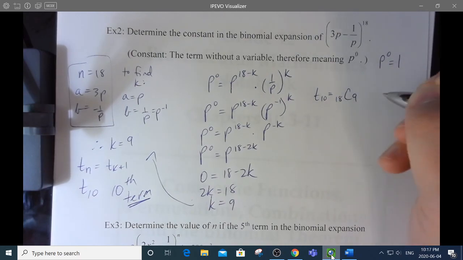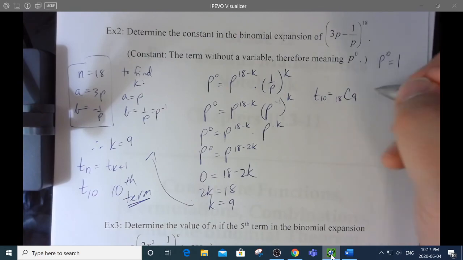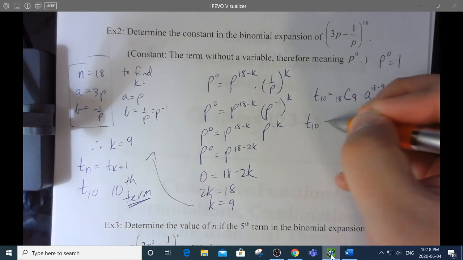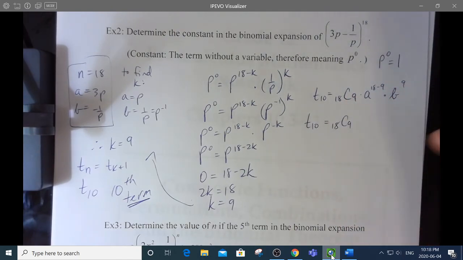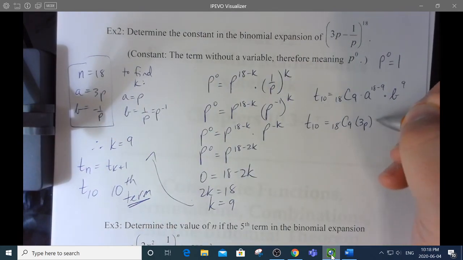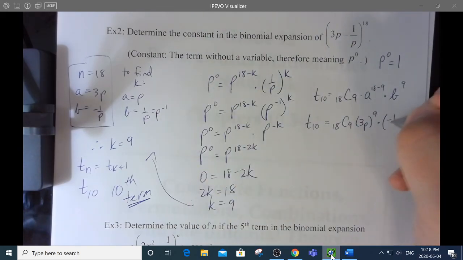18 choose 9, right? Because that's n, and remember that's k, which is 1 less than n, times a to the power of 18 minus 9. Sorry, I got to write so small. I don't have a whole lot of room here. Times b to the power of 9. Okay, let's plug in a and b now. So that's 18 choose 9. A, remember, is 3p, so that's 3p to the 18 minus 9 is 9. And b is negative 1 over p, so negative 1 over p to the power of 9.